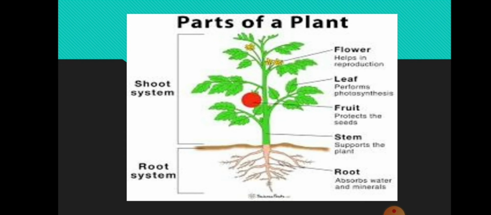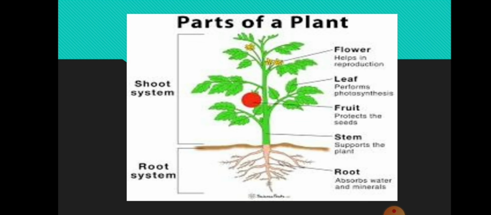Children, you see stem. Stem gives support to the plant. It carries food and water to all other parts of the plant. Children, you see roots. Roots grow under the soil. They hold the plant in the soil and take water from the soil.